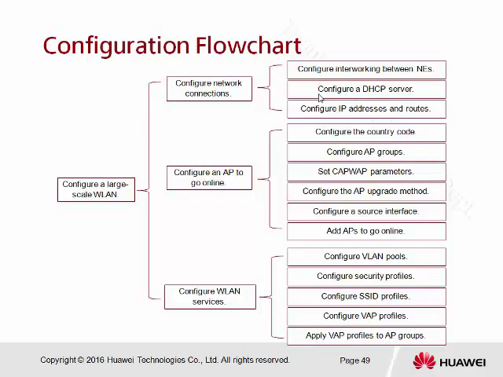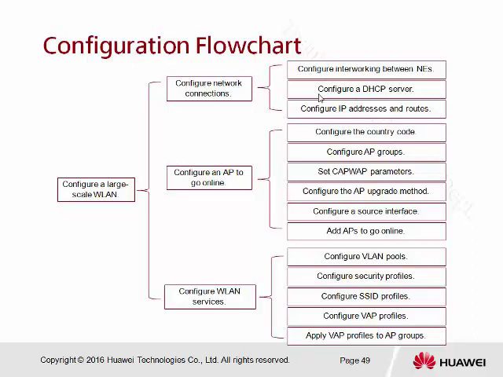For example, in America, the US, the total channels they are able to use for the 2.4 gigahertz band, they only have 11 channels. For other countries, they have up to 13 channels. So the usable channels are from 1 to 13. Of course, the non-overlapping channels are still 1, 6, 11. So this is all about the country code here. Then next, configure the AP group. Set the CAPWAP parameter.